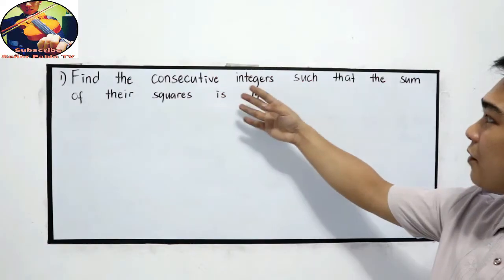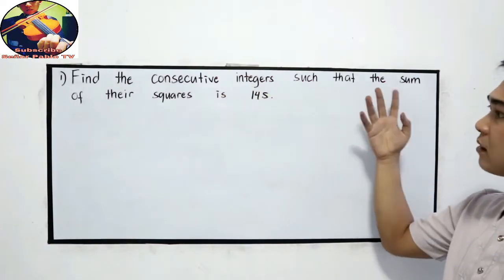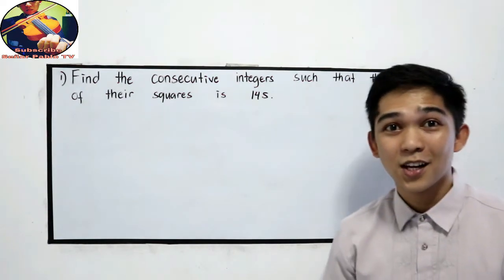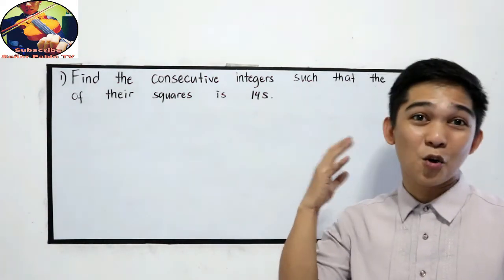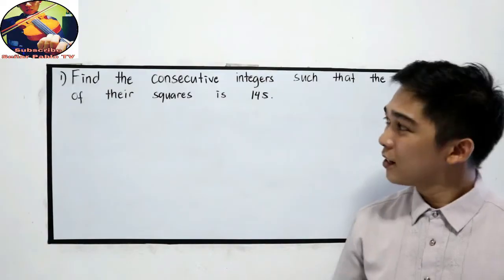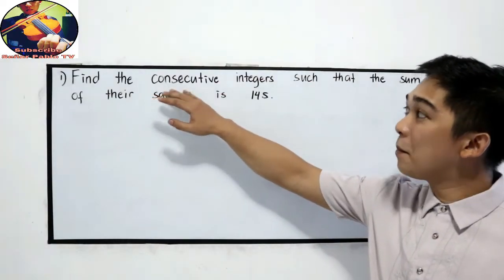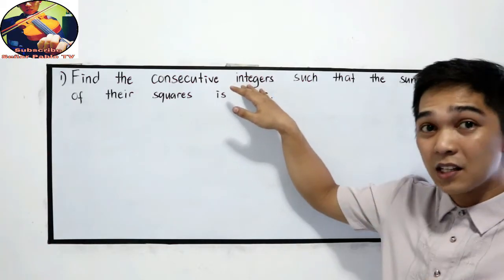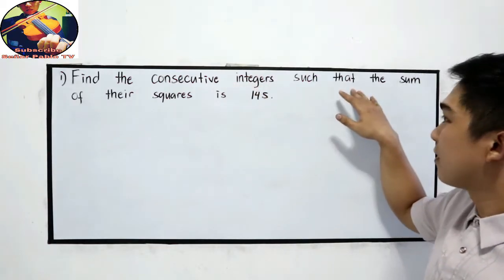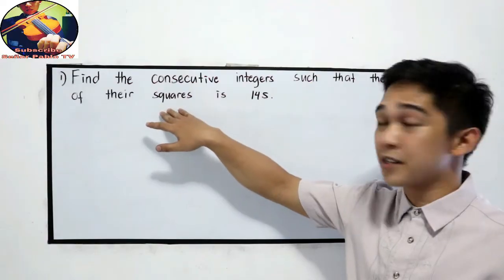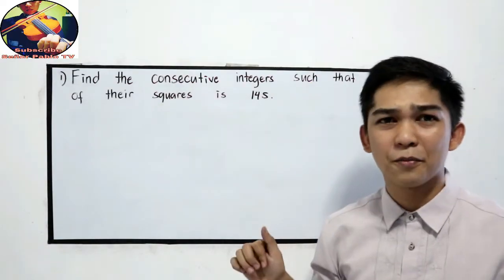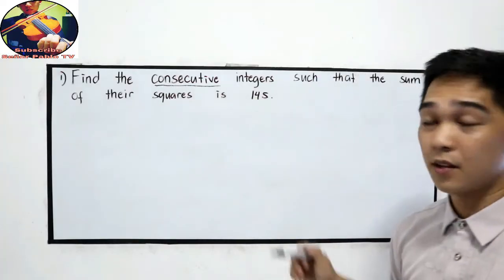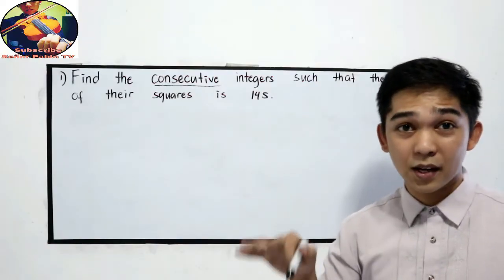Find the consecutive integers such that the sum of their squares is 145. So dito gagamitin natin yung ating comprehension and analysis. Yung dalawang magkasunod daw na number or integer, can be positive or negative, such that yung sum of their squares is 145. Paano ba natin nire-represent muna si consecutive? Di ba yung consecutive magkasunod?